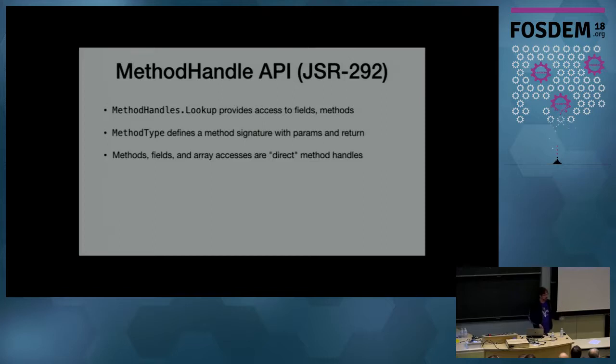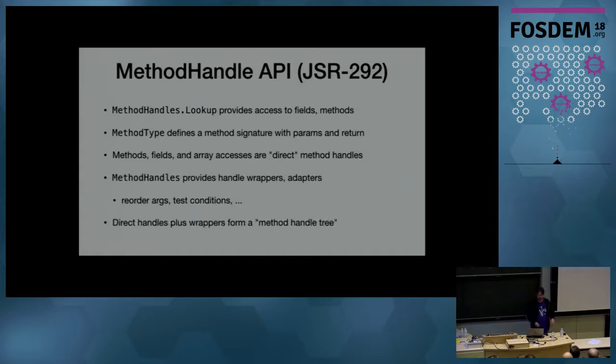So we get a pointer to a function, and we can call that directly without a lot of the plumbing that reflection normally has: type checking and type conversions and argument boxing and unboxing and so on. We get much closer to a real function pointer, which allows us to do a better job of optimizing a dynamic language. And the method handles class then provides all sorts of additional adaptations. So if we want to add back some of that type checking or argument modification, like reflection does, we can do it on a piecemeal basis. Insert arguments, move them around, change their types, and so on. And all of this basically forms a tree of method handles.